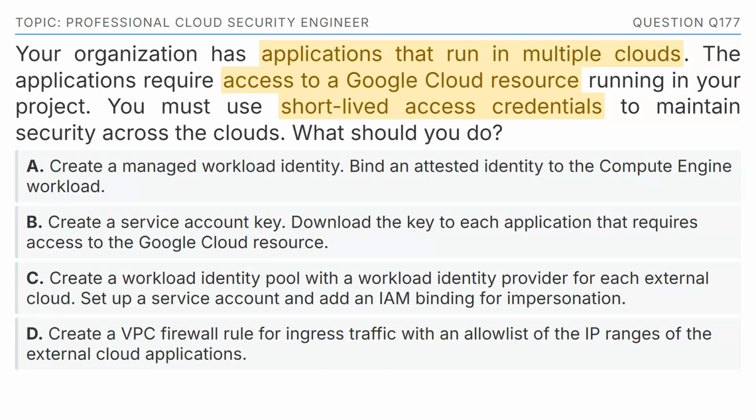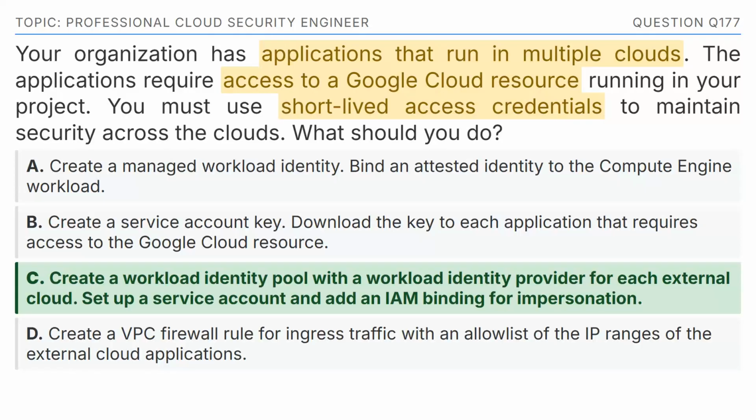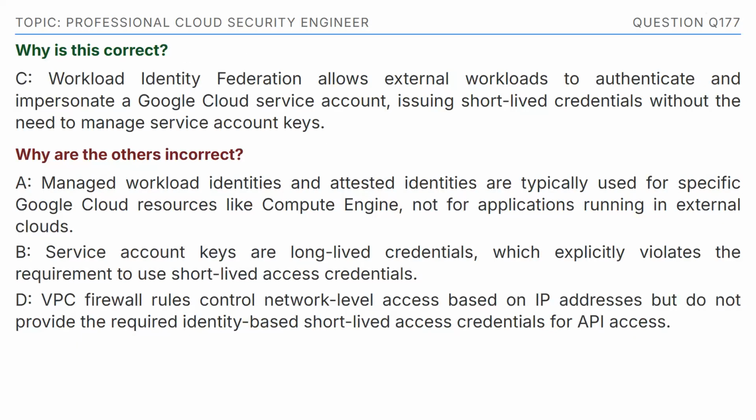To arrive at the correct answer, we focus on the keywords: applications that run in multiple clouds, access to a Google Cloud resource, short-lived access credentials. The correct answer is option C, create a workload identity pool with a workload identity provider for each external cloud. Set up a service account and add an IAM binding for impersonation. Why is this correct? C. Workload Identity Federation allows external workloads to authenticate and impersonate a Google Cloud service account, issuing short-lived credentials without the need to manage service account keys.